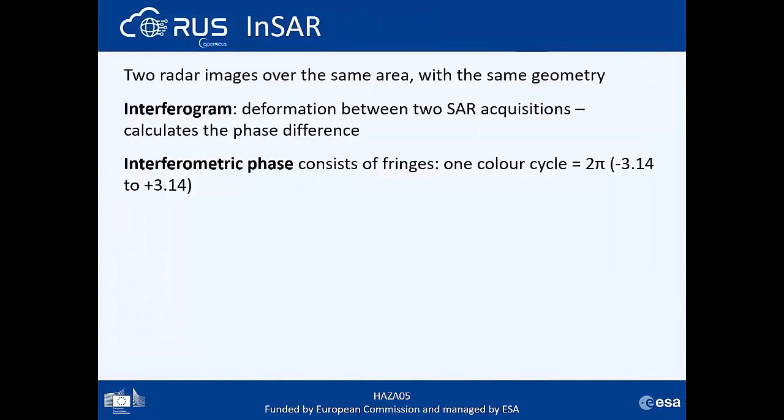When we obtain 2 radar images over the same area that are of the same orbit and have the same geometry, we can create an interferogram, which represents the deformation between 2 SAR acquisitions by calculating the phase difference of those 2 products. The interferometric phase consists of fringes, and one full color circle has values from -3.14 to +3.14.